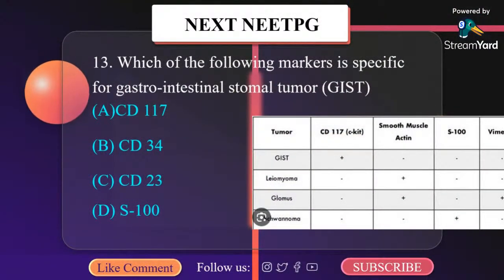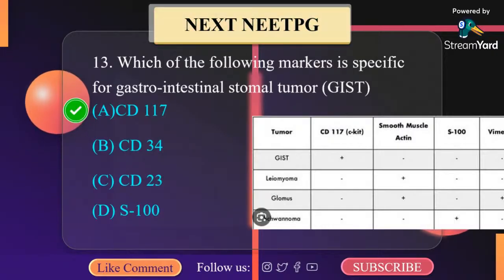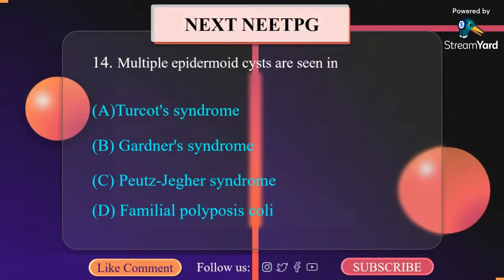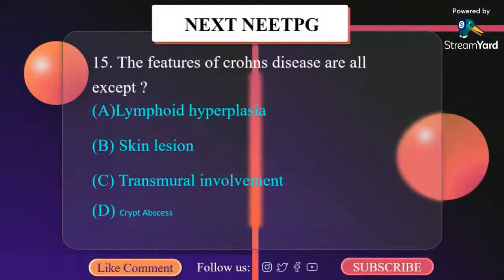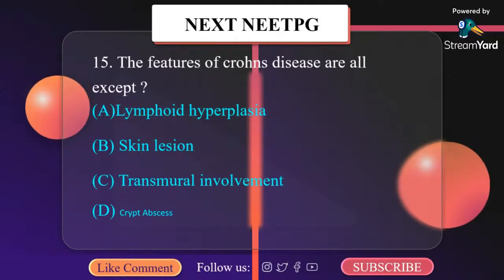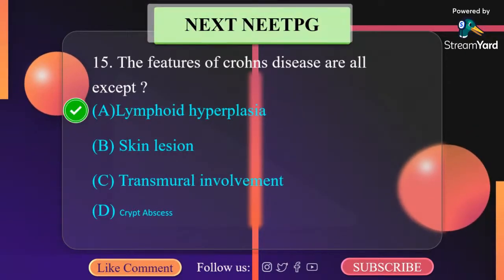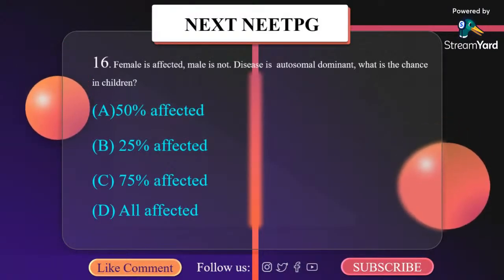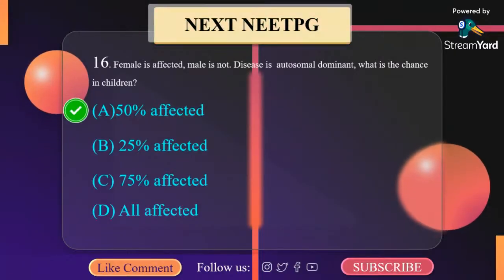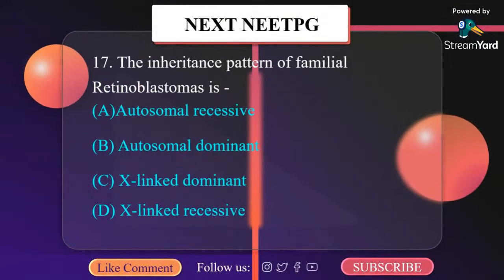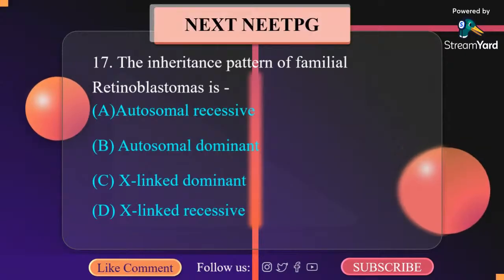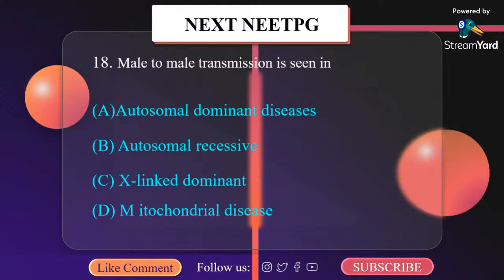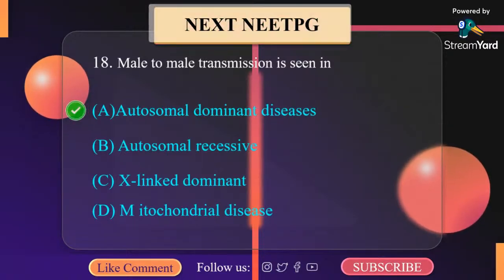Which of the following markers is specific for gastrointestinal stromal tumor? It is CD117. Multiple epidermoid cysts are seen in Gardner syndrome. The features of Crohn's disease are all except lymphoid hyperplasia. Female is affected, male is not. The disease is autosomal dominant. What is the chance of children being affected? It is 50%. The inheritance pattern of familial retinoblastoma is autosomal dominant. Male-to-male transmission is seen in autosomal dominant disease.